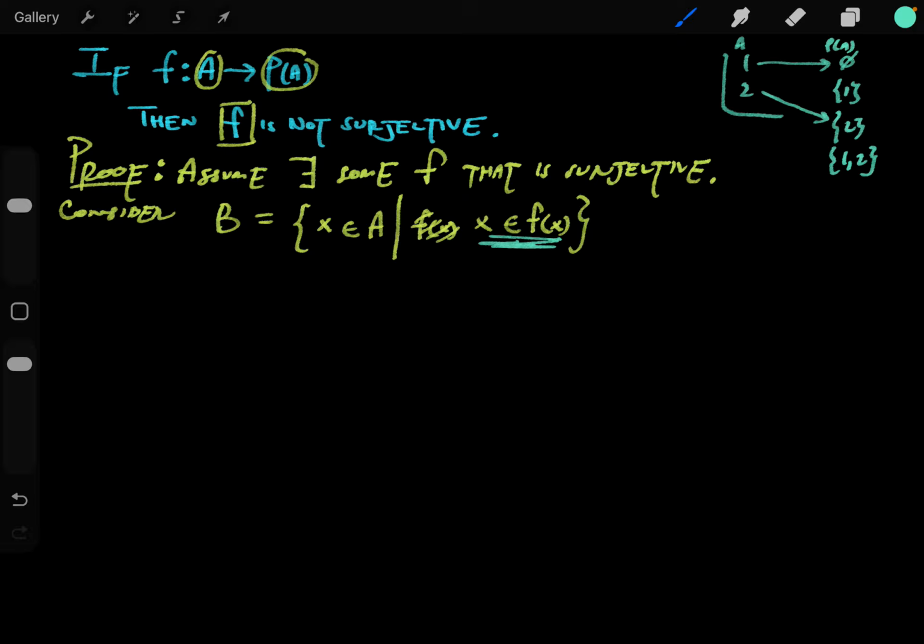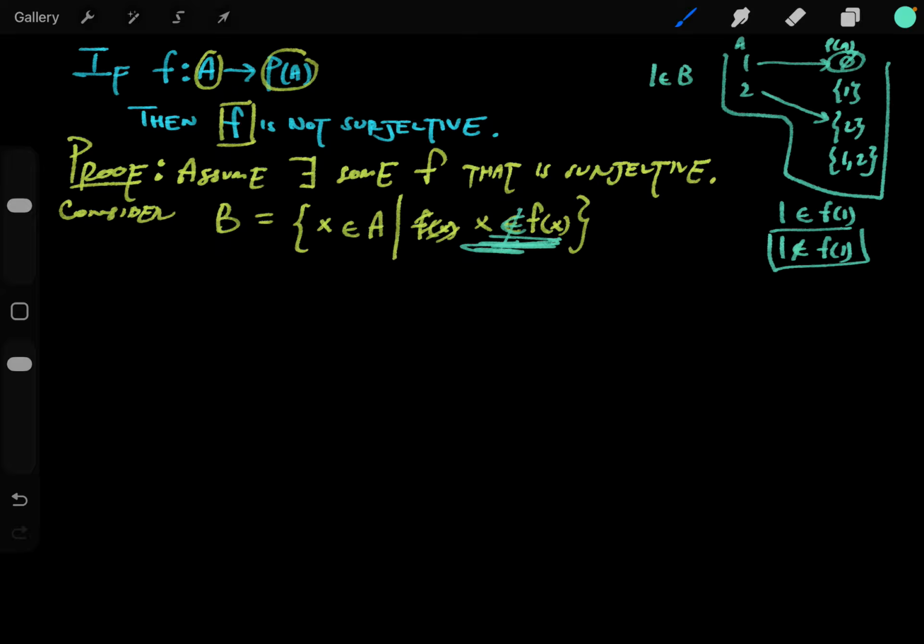So what's B in this case? B is all the x that are not contained in the subset that they're sent to. So is 1 contained in the subset that it's sent to? Is 1 contained or not contained in f of 1? Well, where does f of 1 go to? It goes to the empty set. So then 1 is in B, because 1 is not contained in the set that it's sent to.